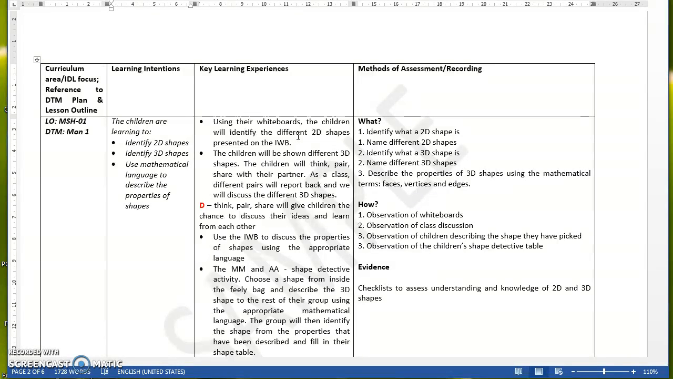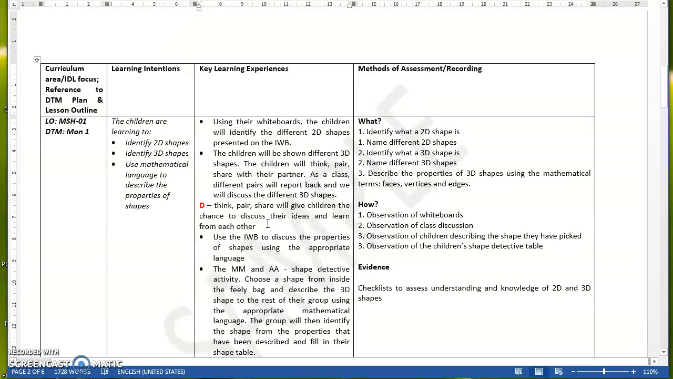And you'll see down here in red that I've got differentiation. So how are we differentiating this? Think about that as well. It might be just differentiation through communication. It might be differentiation through tasks, but it might be differentiation through the grouping. So have a think about that, and you'll see here for this one, it's about think, pair, share. It gives children the chance to discuss their ideas. So in terms of that, that's how you're differentiating.